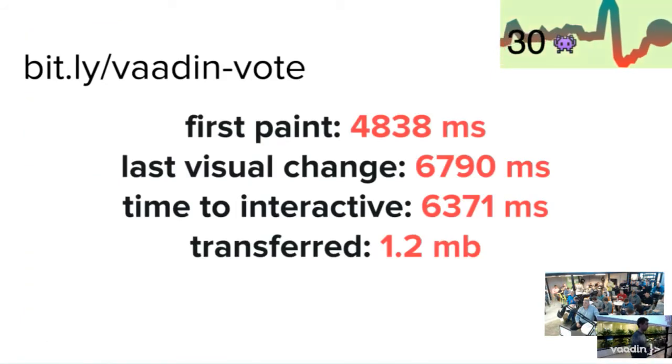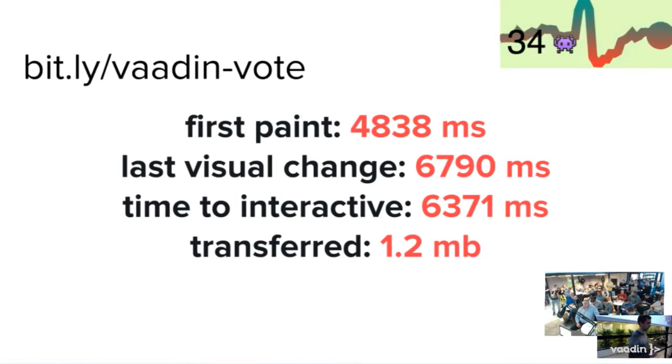As mentioned when I started, we are dealing with the Bootstrap template here. So the details that we started with are that the first paint happened at 4.8 seconds, last visual change at 6.8, time to interactive was 6.3 seconds, and in total 1.2 megabytes of data were transferred.